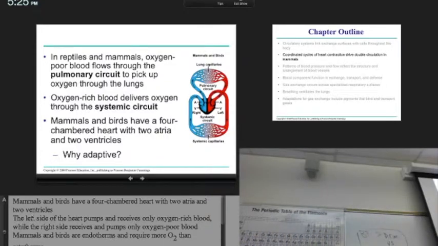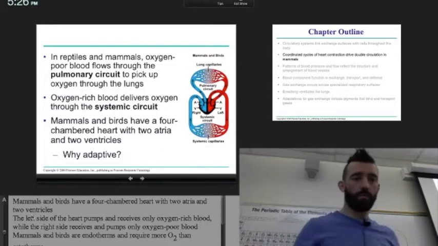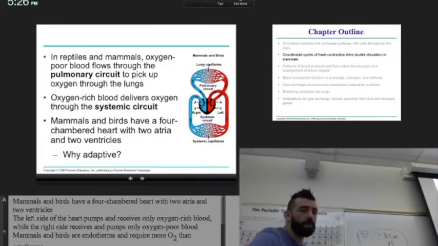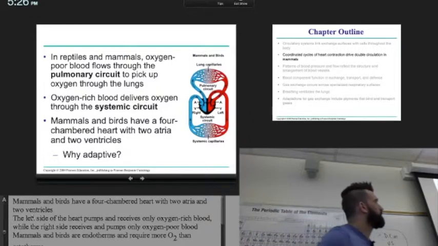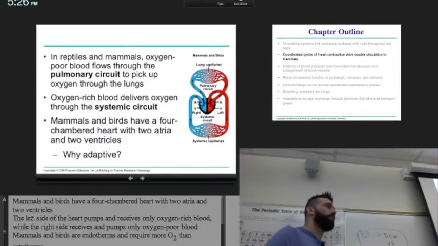So oxygen-poor blood circulates through the pulmonary circuit. Notice this is no longer the pulmocutaneous circuit. It's now just the pulmonary circuit. No more skin breathing here. And then oxygen-rich blood flows through the systemic circuit from the aorta. So why might this be adaptive for birds and mammals in particular? What else do birds and mammals share with each other that they don't share with other terrestrial vertebrates? Anyone remember? Close?